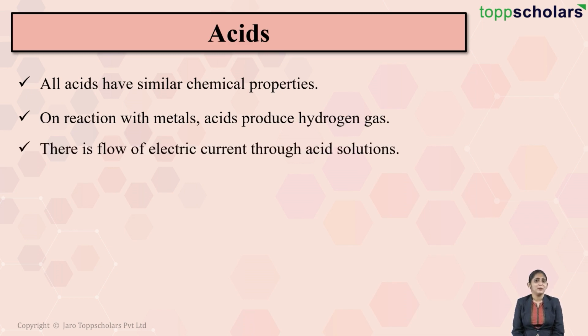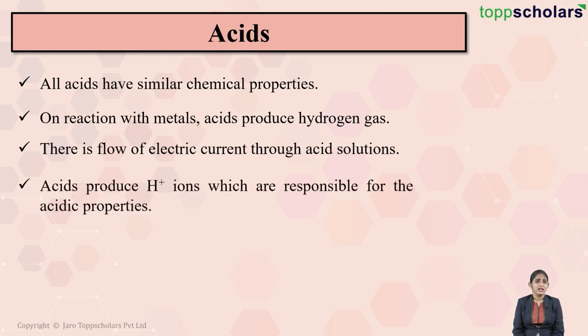Now, if we talk about acidic solutions, acidic solutions are good conductors of electricity. That is, they allow electric current to flow through them. This is because acids produce H plus ions, and these H plus ions are the ones which are responsible for the conduction of electric current through the acidic solutions, right? These H plus ions produced by acids are also responsible for the acidic properties of acids.